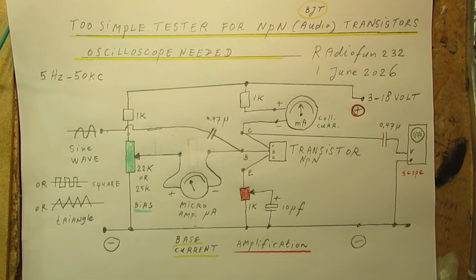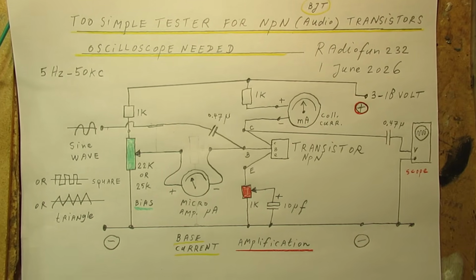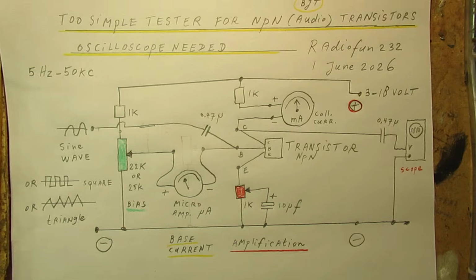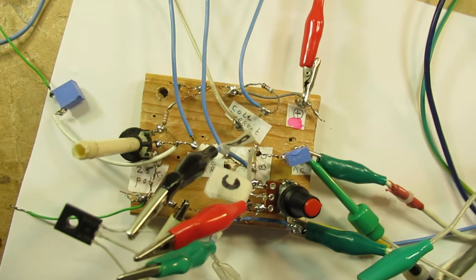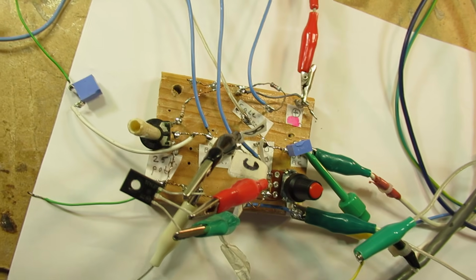And if possible, take profit. Of course you need an oscilloscope, but anyway, that's logical. You are more or less blind in electronics when you don't have an oscilloscope.